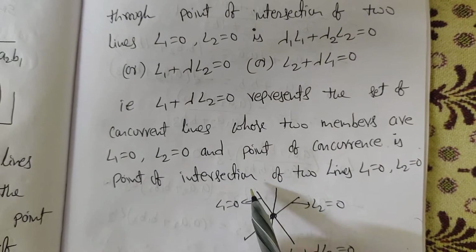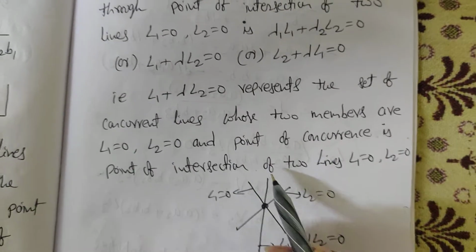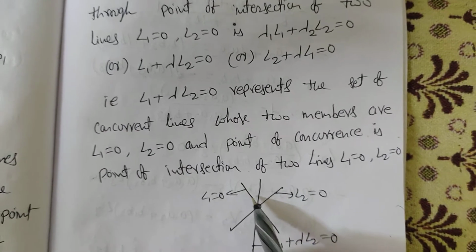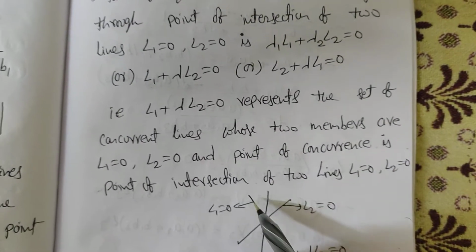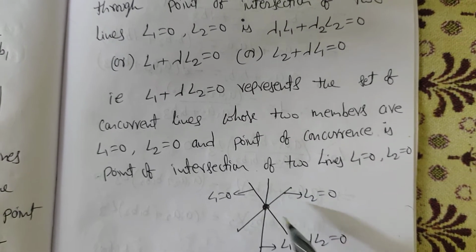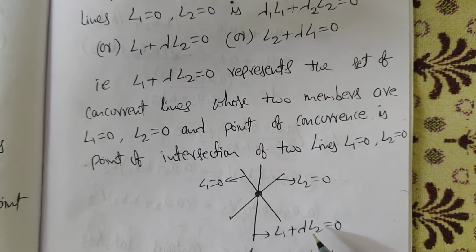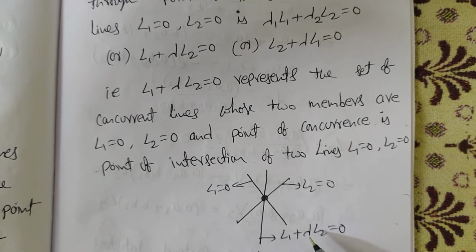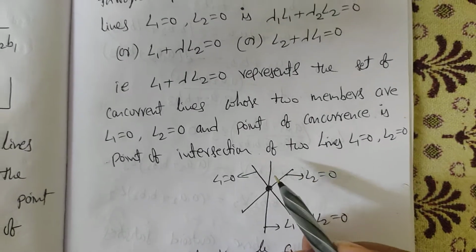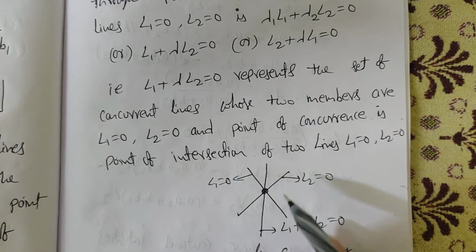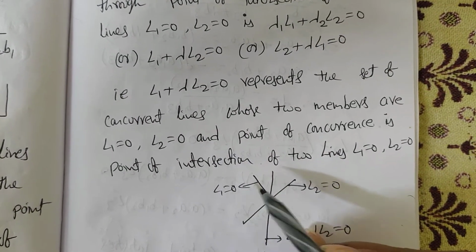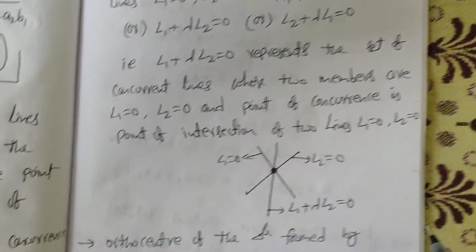So this is L1 is equal to 0, this is L2 is equal to 0, and this is some L1 plus lambda L2 is equal to 0. This point of concurrence is nothing but the point of intersection of the clear line equations, L1 is equal to 0 and L2 is equal to 0. Here L1 plus lambda L2 is not a clear line equation, because unless you know lambda it is a little bit difficult. So that's why, if you want to find the point of concurrence of these three lines, go for the point of intersection of the given two lines. Okay, very clear.